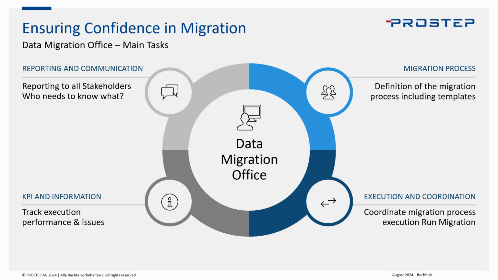So the third topic that I would like to discuss today is the definition of the data migration office. The data migration office is an organizational role which has, as you can see here on the slide, four different kinds of responsibilities. The first thing is reporting and communication on the top left.